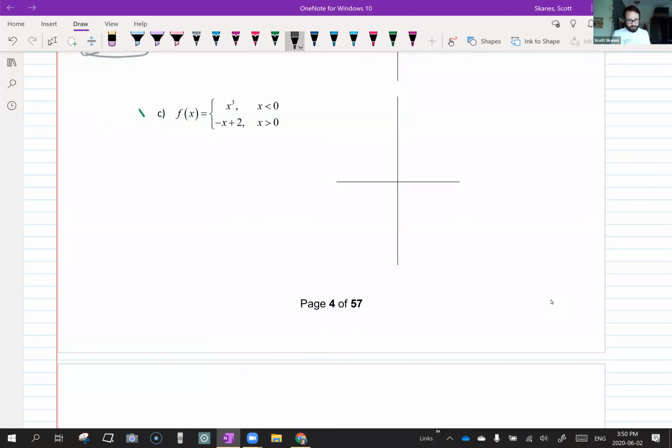C. I'll draw this for you. I have a reference. It looks kind of like this. Okay, this is a piecewise function.